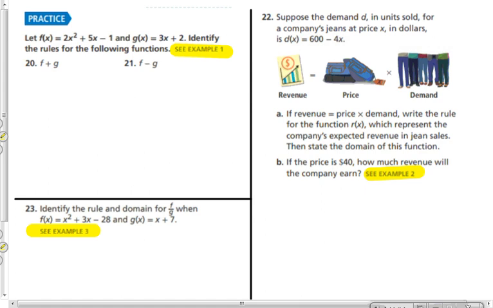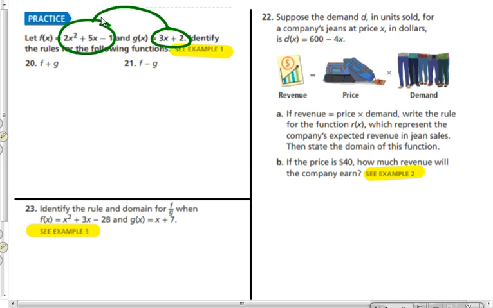The practice problems on page 5 look like this. We have to add, subtract, multiply, and divide. In 20 and 21, we're going to add and subtract. So you just take this function and you add the other function to it. So we're looking for like terms to add, f plus g.